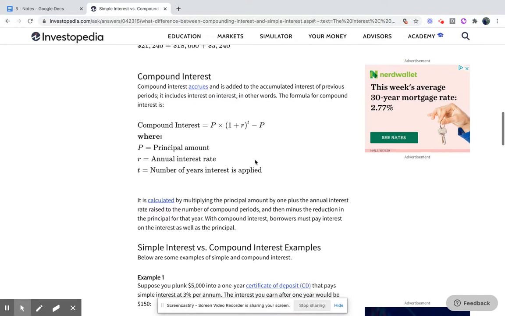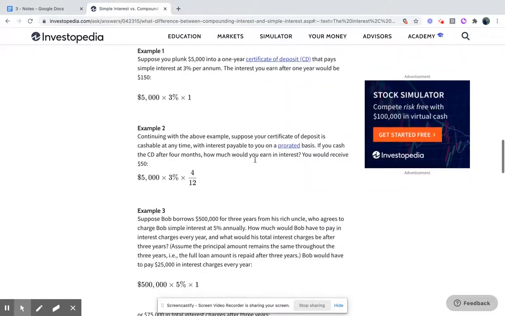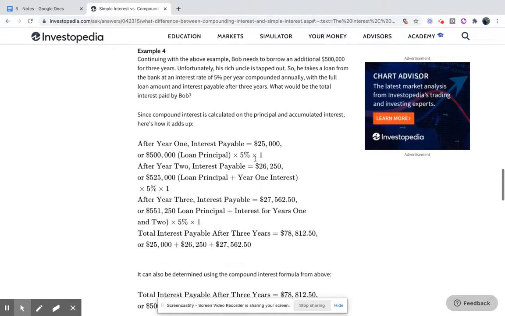All right, this one is a lot more complicated, so I'm going to scroll down here. Here's an example. Bob needs to borrow $500,000 for 3 years. He takes a loan from the bank at an interest rate of 5% per year compounded annually, with the full loan amount and interest payable after 3 years.